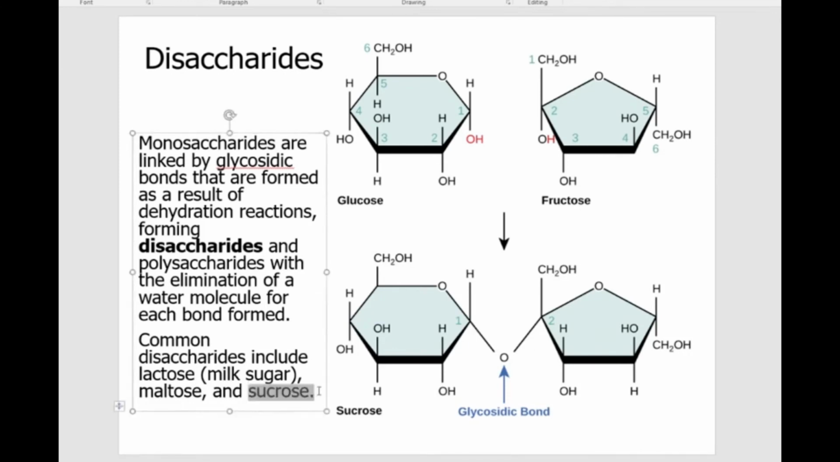All right, and then we'll talk about sucrose. We also have maltose. That's a type of disaccharide that you can find a lot in plants.